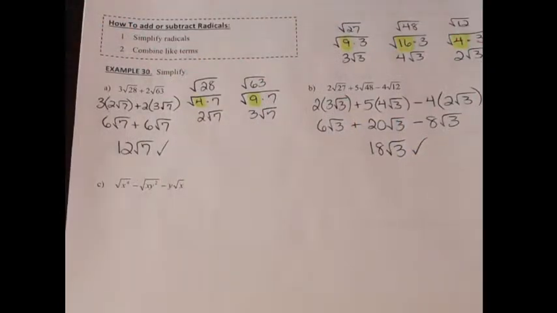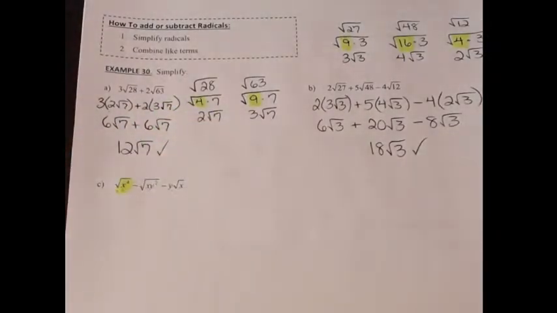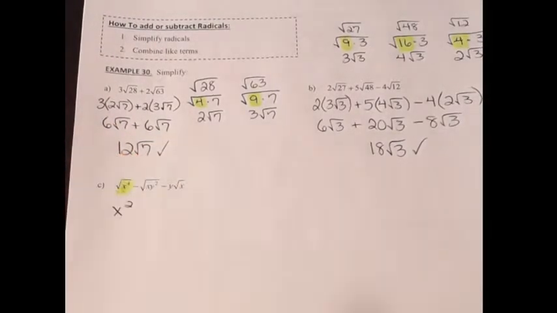First things first, I notice with my square root of x to the 4th, this very first term, that's a perfect square. Square root of x to the 4th is just x squared. I love it, so I'm not going to do anything there.